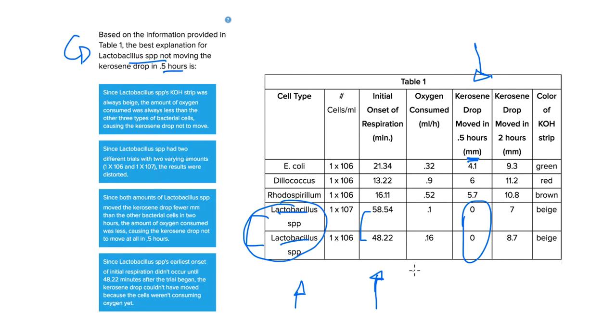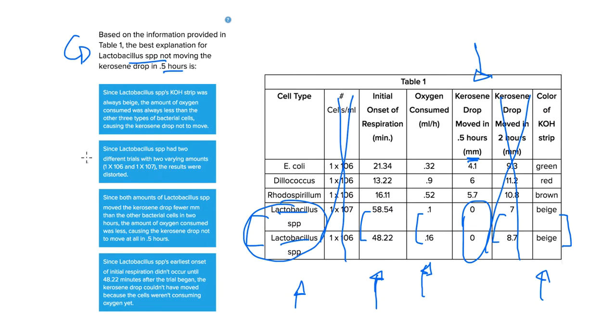They're the largest numbers there. What else? They both consume the smallest amount of oxygen. Okay, so there we go. What else do they share in common? They also have the smallest after 2 hours. Okay, but that's not what we were wondering about. So this one wouldn't necessarily help us too much. Neither would this because they have a different number of cells. And then finally, the color of the KOH strip. It's beige for the two of them. Maybe that can tell us something.